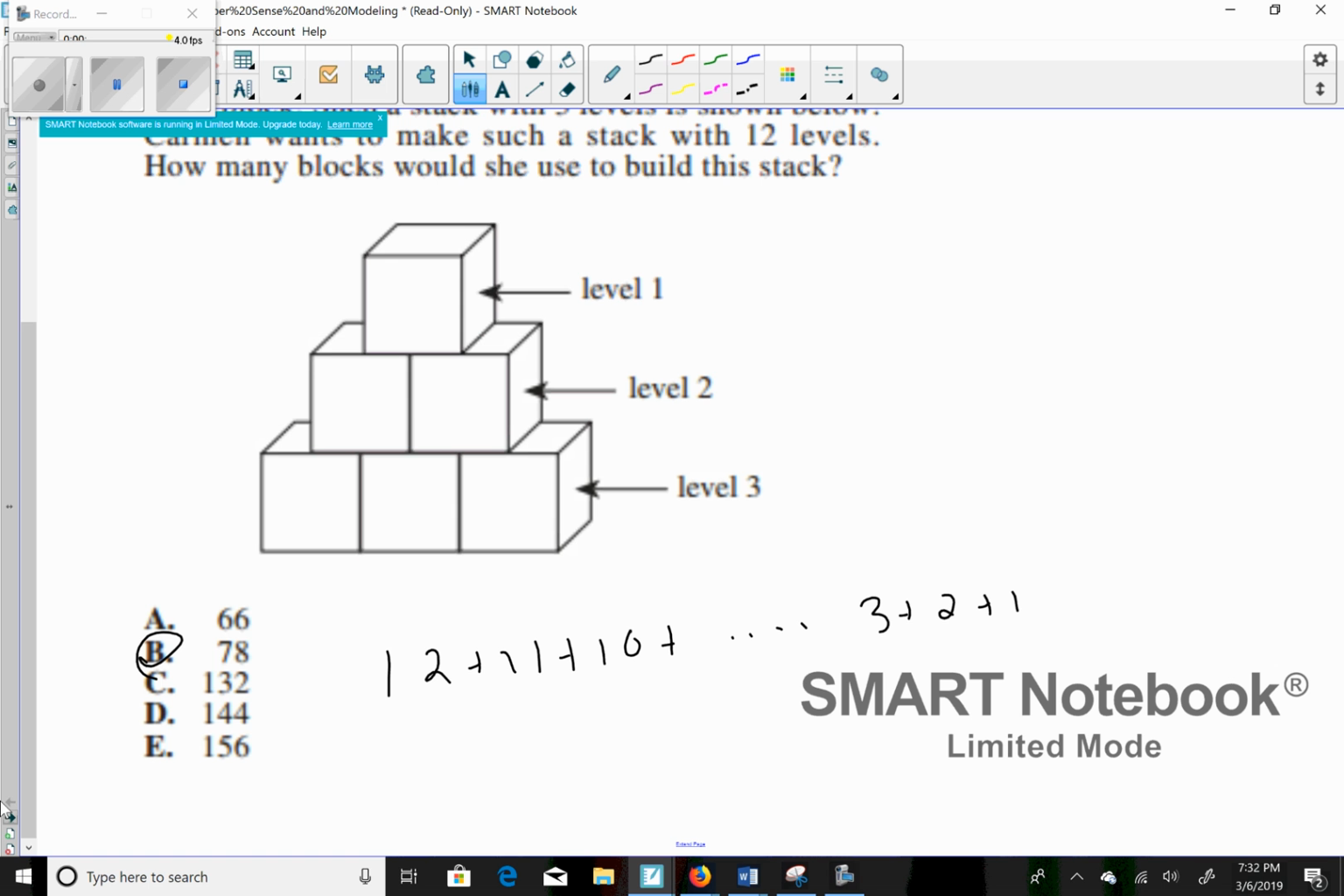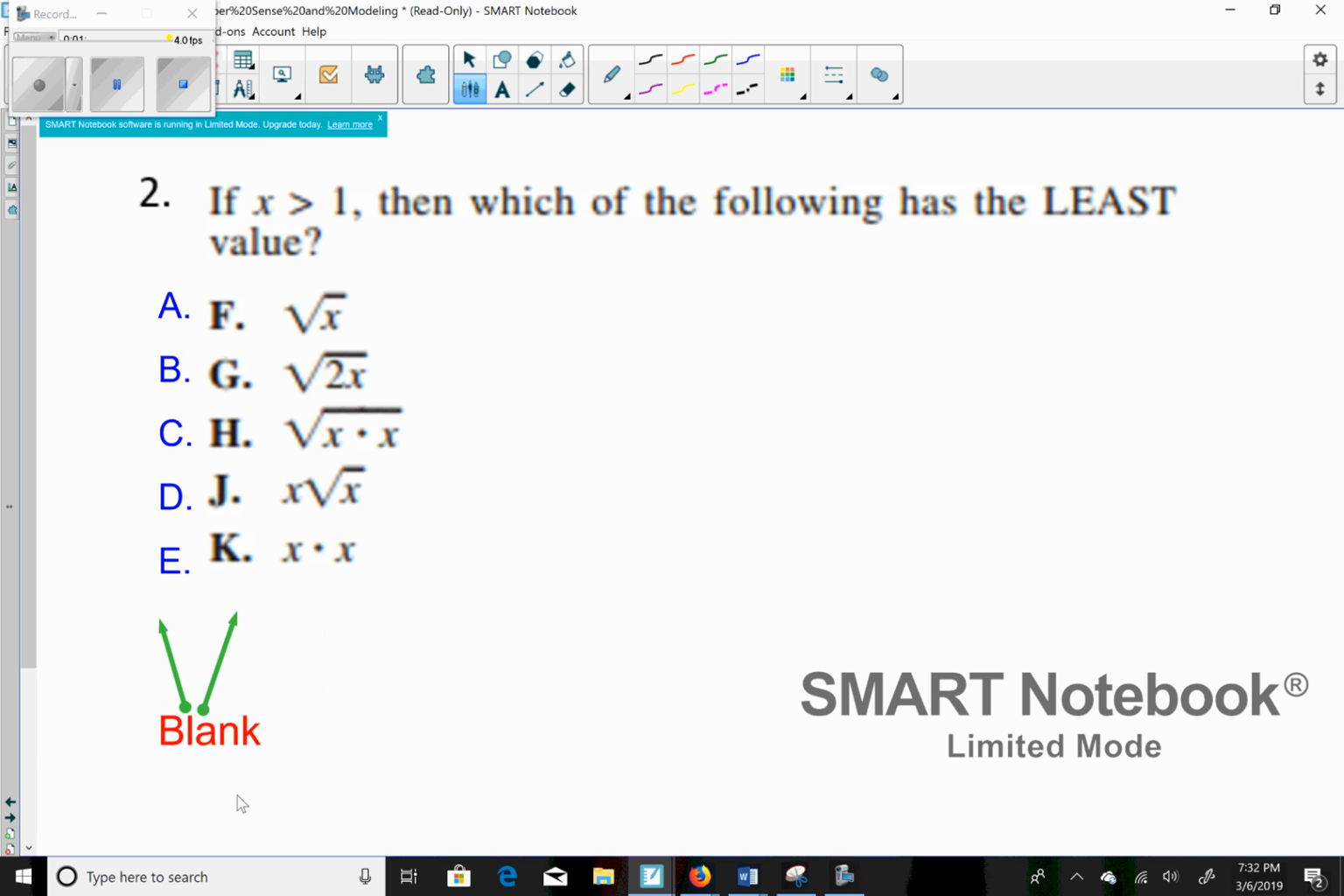Number 2. If the value of x is greater than 1, which of the following has the least value? The easiest, most efficient way is just picking a number. I would not use 1 because x is greater than 1. So let's try x is equal to 2 and substitute in.